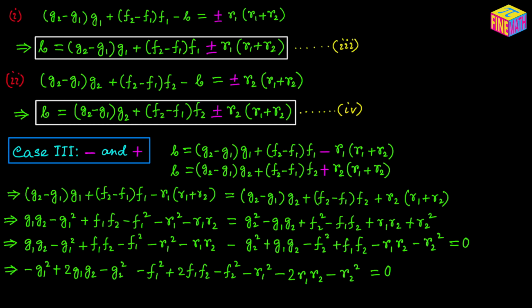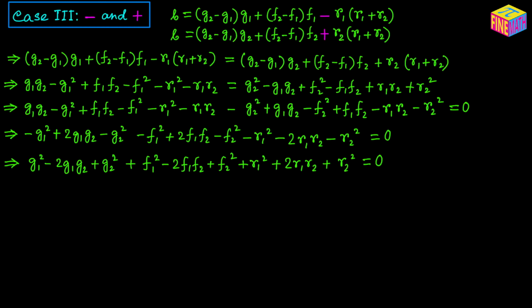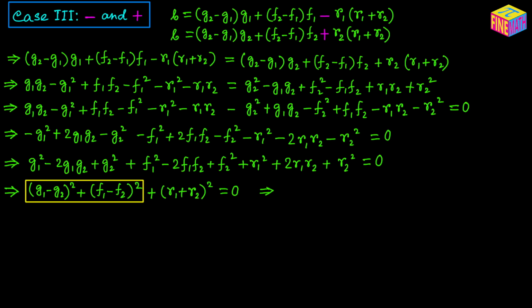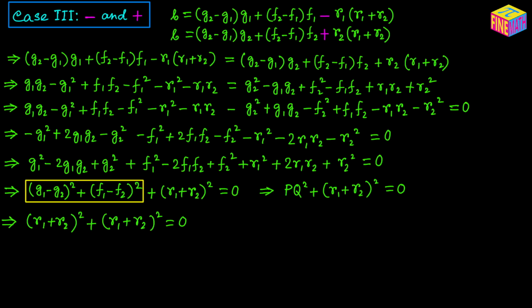And next I am going to multiply both sides by a negative 1, then our equation will look like this, and it can be written like this. The first two terms again represent pq squared, so our equation can be written like this, and in place of PQ I have written R sub 1 plus R sub 2. So our equation looks like this, and from here what do we get?